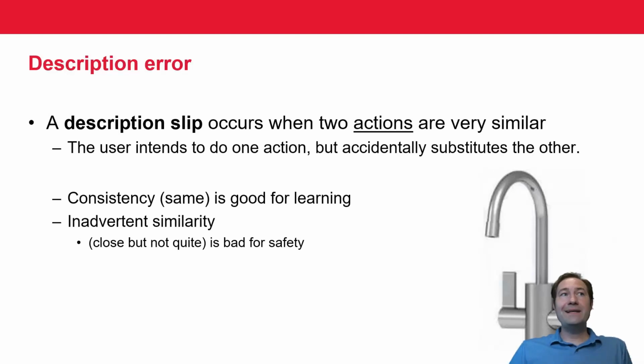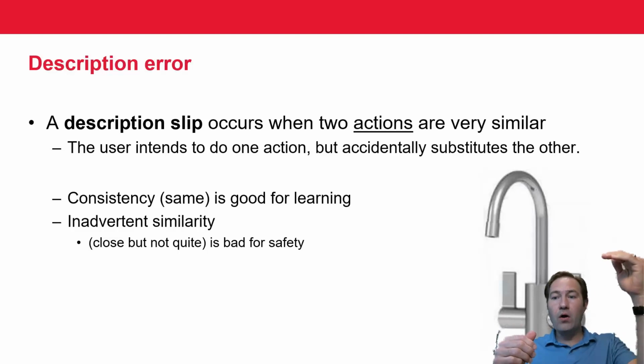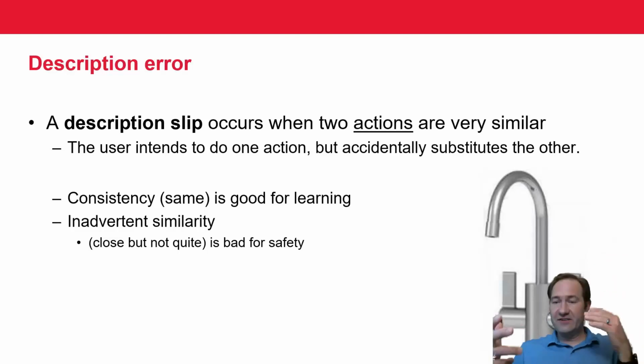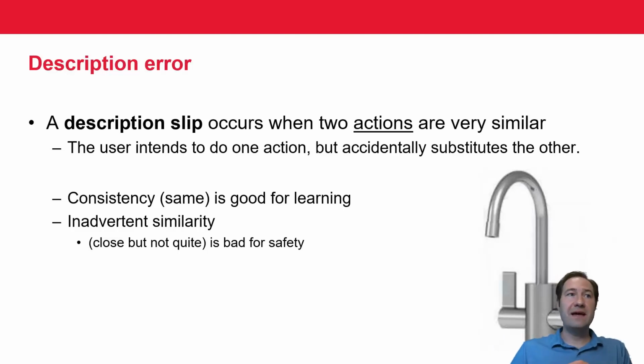So in UI design, consistency is a good thing for learnability, right? If all the different tools you can use to edit look pretty similar, that's a good thing for learning which tools are editing type tools. But it could be bad for safety, particularly if we could make a mistake where the differences between the two of them can actually have some pretty drastic outcomes. So we call this inadvertent similarity, which can be an issue where we make things close, but that closeness actually can be problematic. So these are the types of errors that we have when we mistake one thing for another.